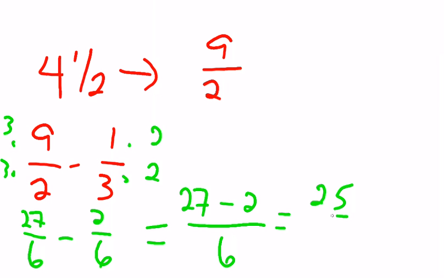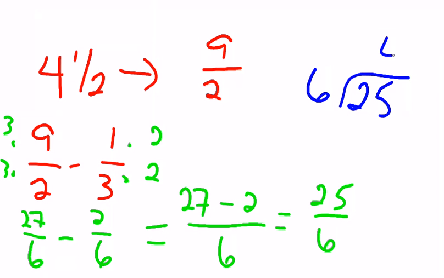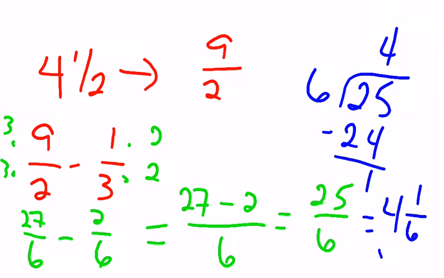And then we keep the denominator and subtract the numerators. So we get 25/6. And then we want to change that back to a mixed number. So then we divide. 25 divided by 6. 6 goes into 25 4 times. We get 24 with a remainder of 1. So 25/6 is 4 1/6 yards. So she needs to buy 4 1/6 yards or more in order to make her project.